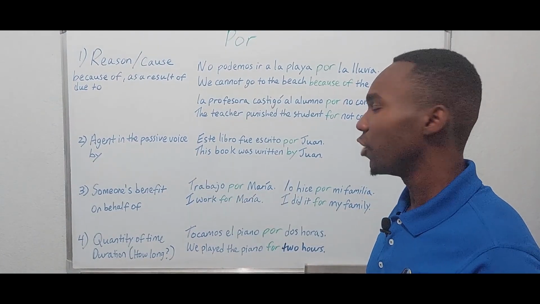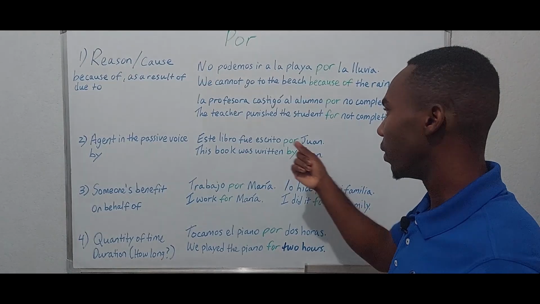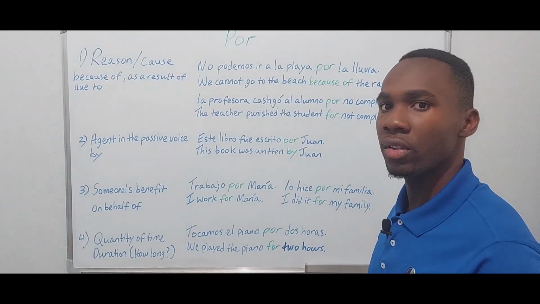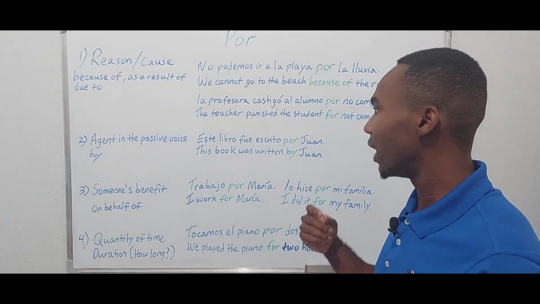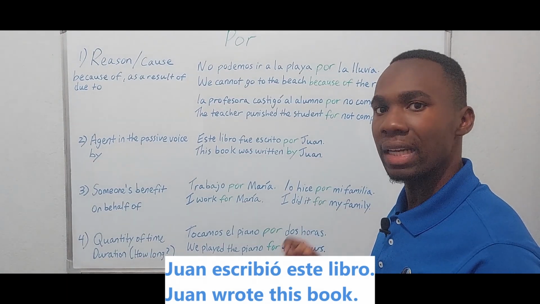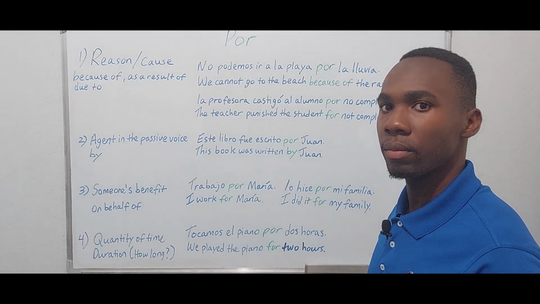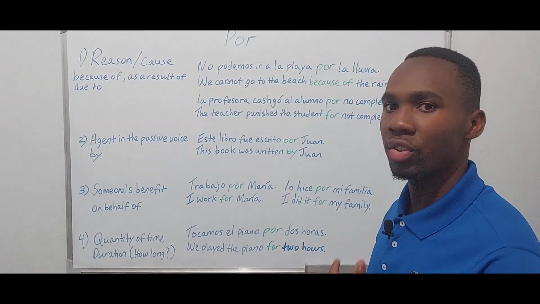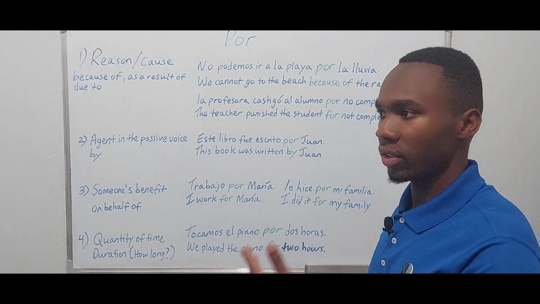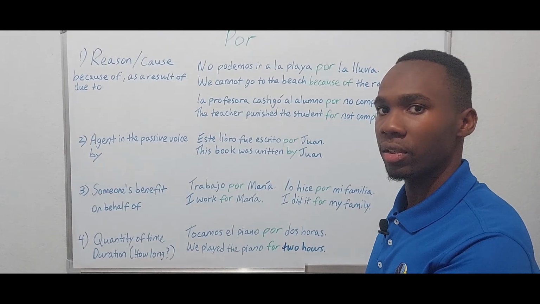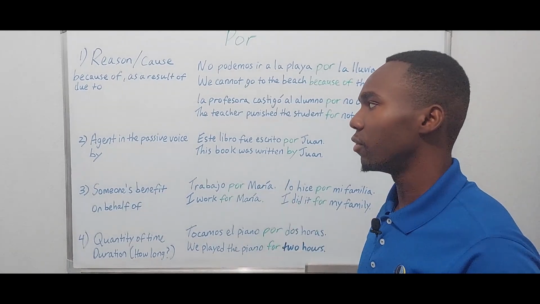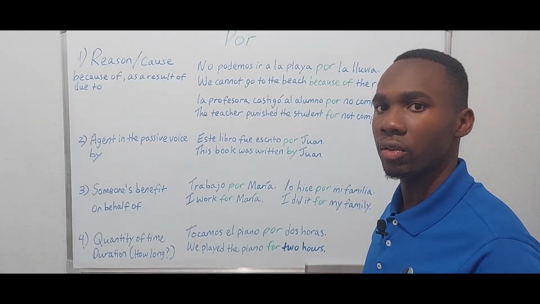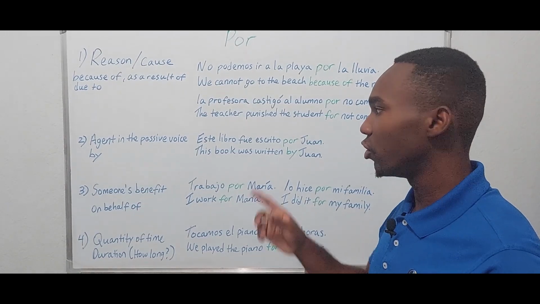All right? If we wanted to put this sentence in the active voice, we would say Juan escribió este libro. Right? So we use por in this case when we want to introduce an agent, which is the entity that performs the action in the passive voice. So it has to be in the passive voice, okay? So that's use number 2.